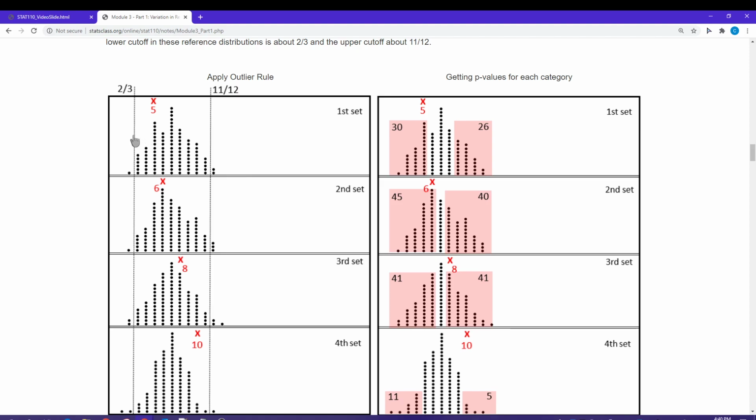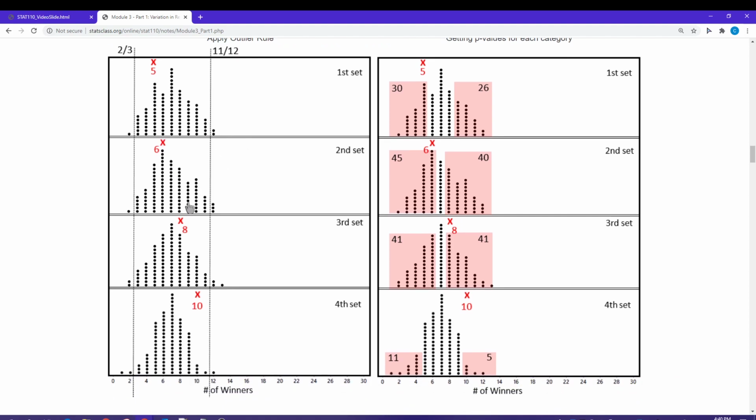Again, outliers would be values that are below, it looks like, 2 or 3, or above 11 or 12. My observed data again was 5, 6, 8, 10, and none of those appear to be outliers. We're getting kind of on the edge for the fourth set, so we tend to be on the high side for that fourth set.